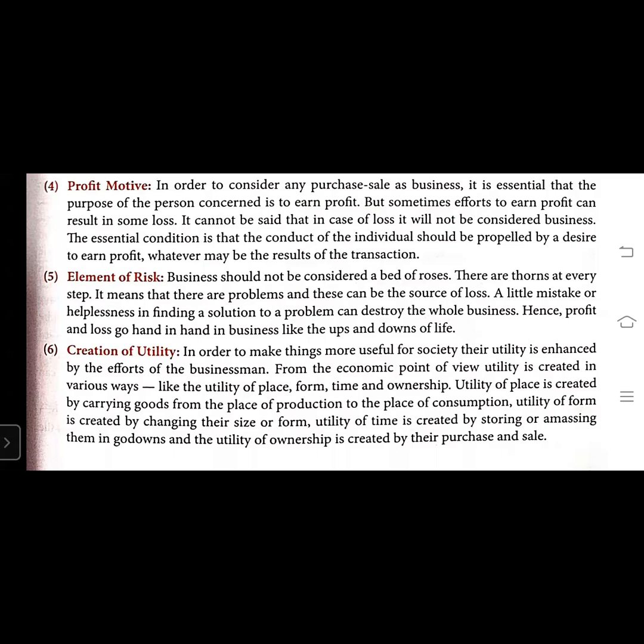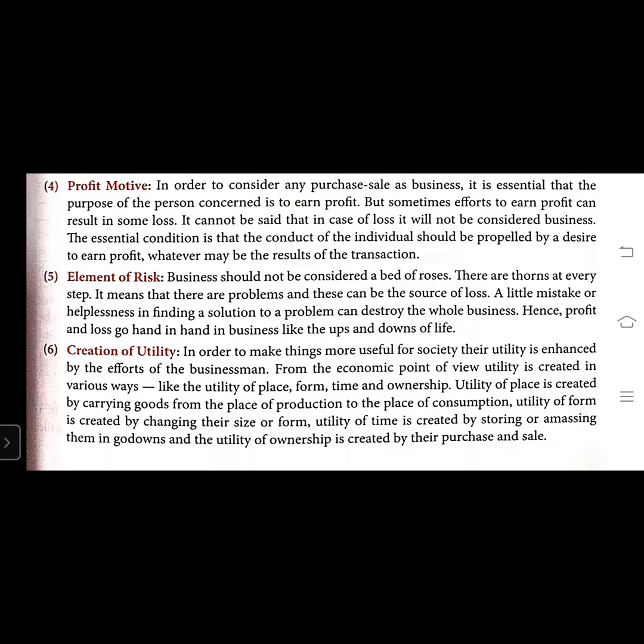And utility of form is created by changing their size or form. उसके साइज को छोटा बड़ा, like you are using sanitizer, so you can use a small pocket bottle or a long bottle, ठीक है, according to your desire or according to your need. And utility of time is created by storing them in godowns. And utility of ownership is created by their purchase and sale.